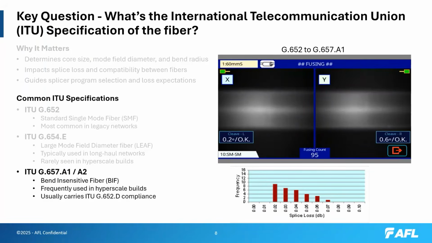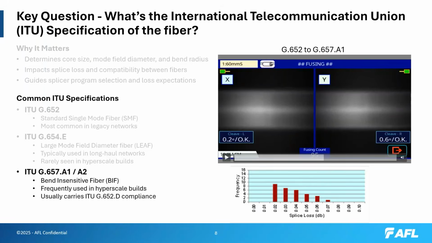This type of splice is one where you can expect to see a loss in one direction and a gainer in the other, as a result of either a mode field mismatch where the cores are slightly different, or a different backscatter coefficient in the glass itself. So when you see this, don't be surprised, if you're using an OTDR in a unidirectional manner, one direction, that you may see a gainer or a tremendous loss.